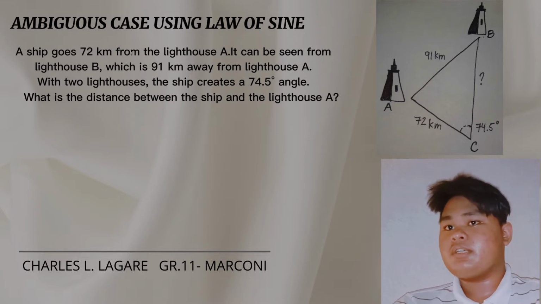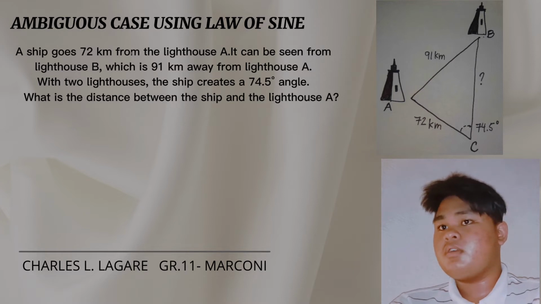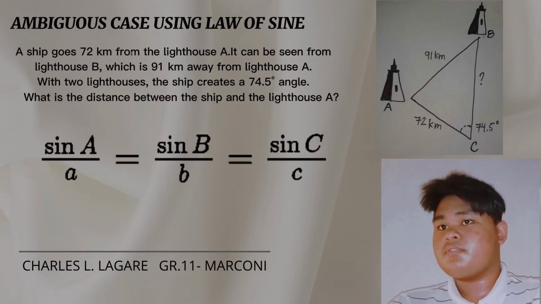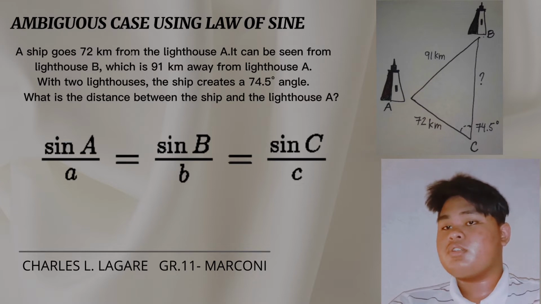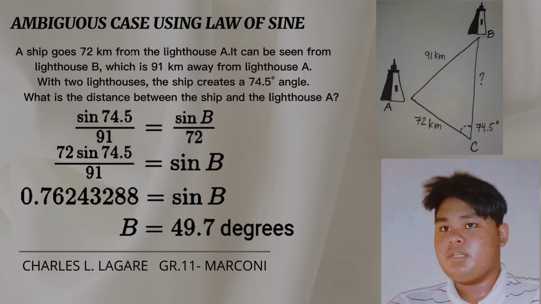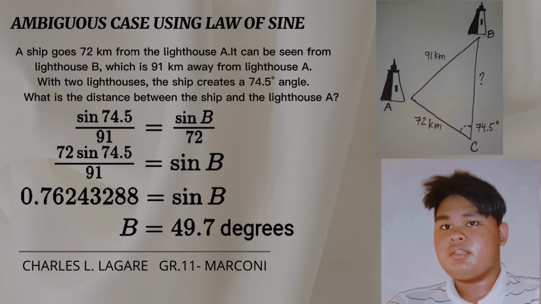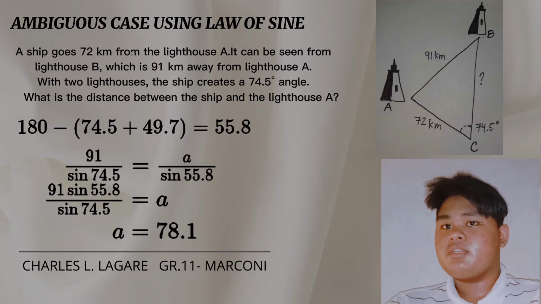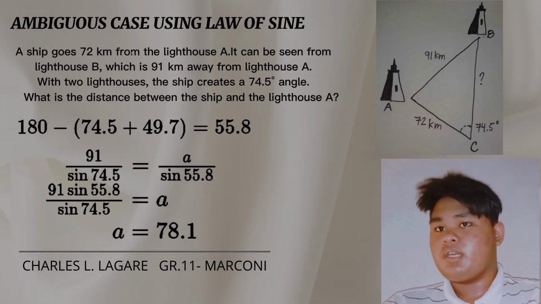So in this problem, we have the side-side-angle case, or the ambiguous case. In order to find the distance from the ship to Lighthouse A, we will first need to find the measure of angle A. To find angle A, we must first use the law of sines to find angle B, and since side C is greater than side B, the situation will produce exactly one answer for the measure of angle B. So we use the law of sines, and we get 49.7 degrees. Now that we know the measure of angle B, we can find the measure of angle A. We just subtract 74.5 degrees and 49.7 degrees from 180, and we get 55.8 degrees.